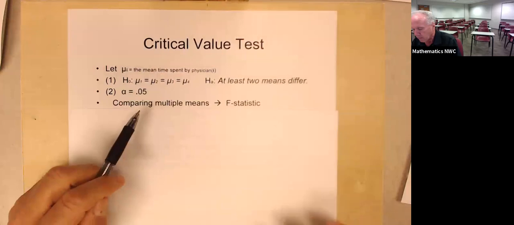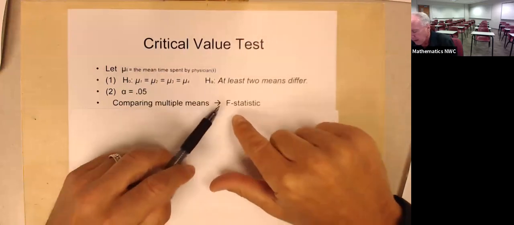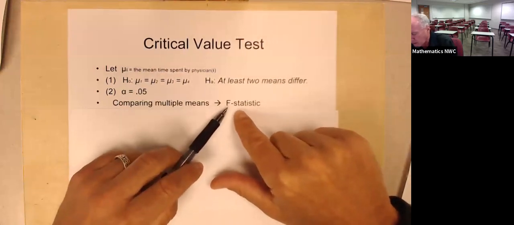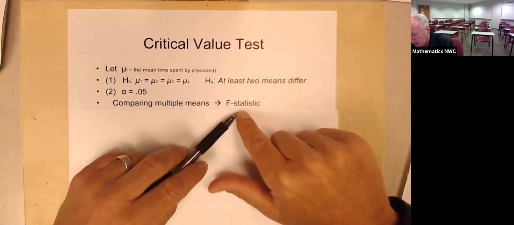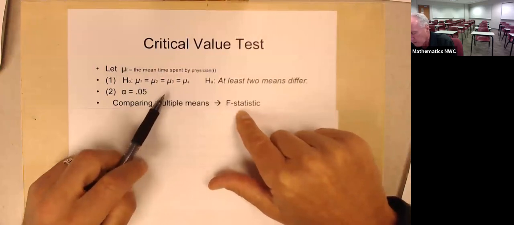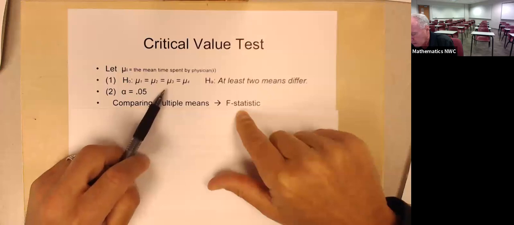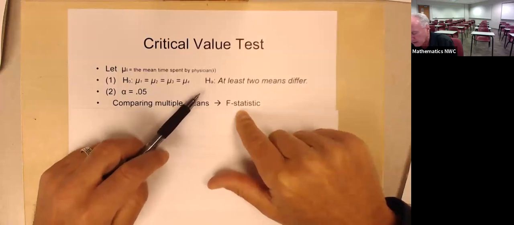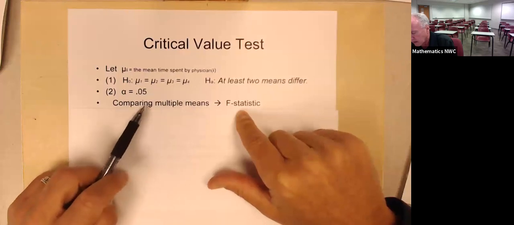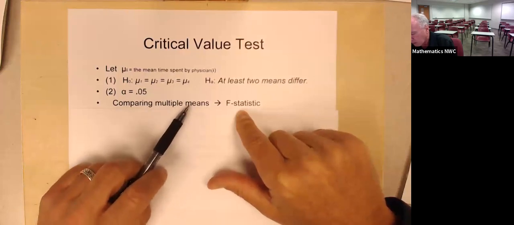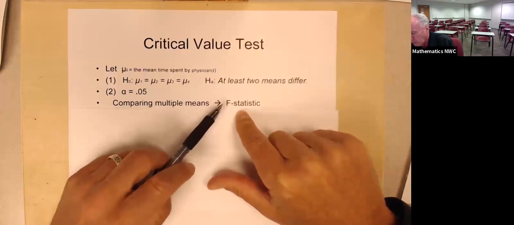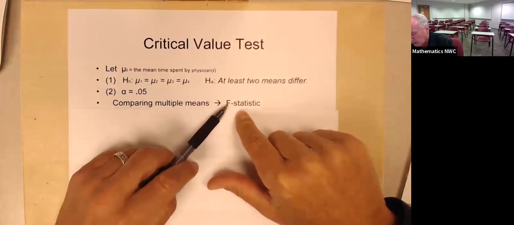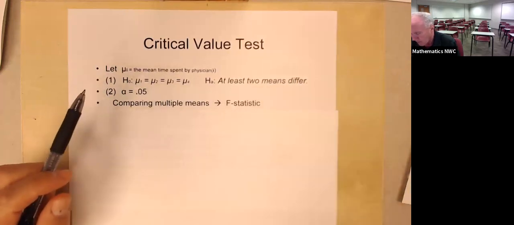We're comparing multiple means, and that's why we tell our readers we're using the F statistic. Previous tests, we would do something like n equals 40, z-test, or n equals 10, t-test, or t-statistic. Whenever we're comparing multiple means, we use an F statistic, no matter what the size of the samples were.